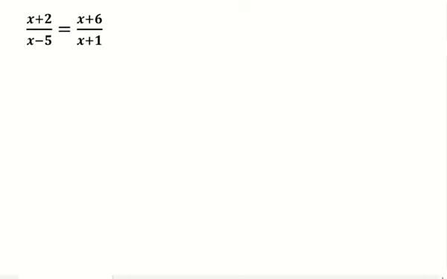Here's one that is going to have a solution. We got x plus 2 over x minus 5 is equal to x plus 6 over x plus 1. So I'm going to start by cross multiplying.